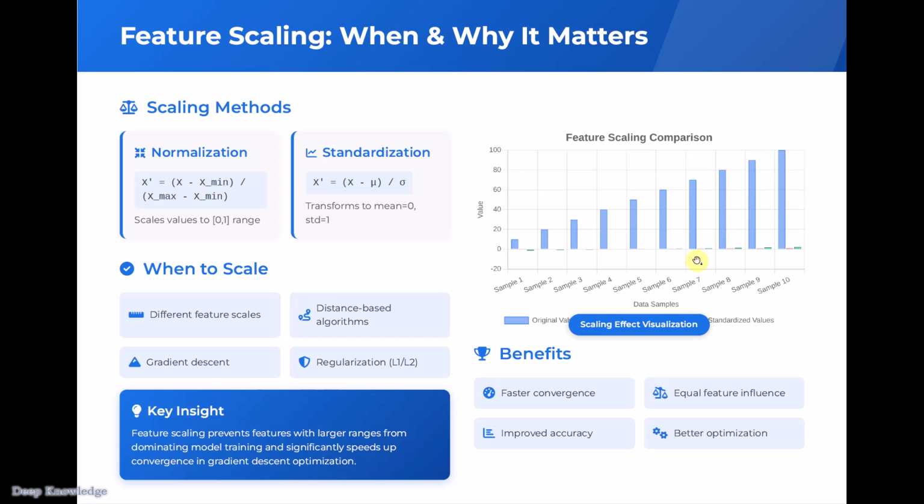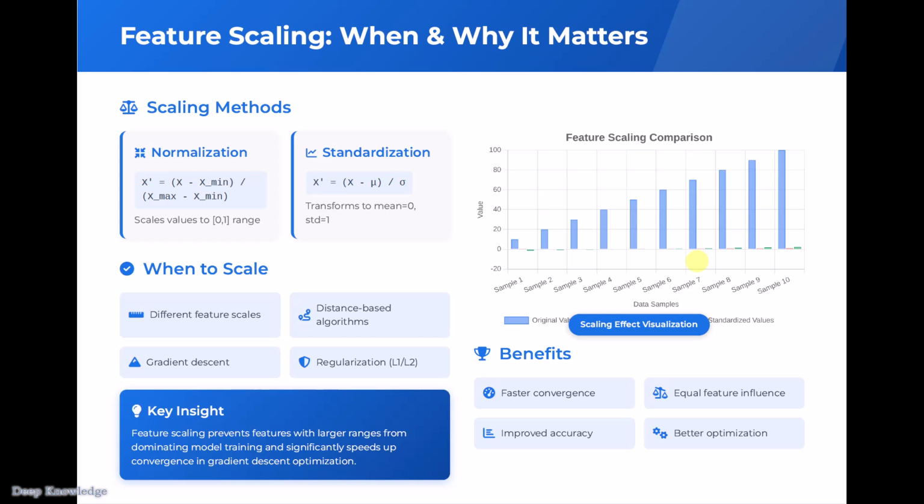So when to use standardization? Standardization assumes the data is normally distributed. So you use it with linear regression, logistic regression, principal component analysis, and in general, feature scaling is used if you have different feature scales, distance-based algorithms, gradient descent, and regularization. We will see how regularization works.